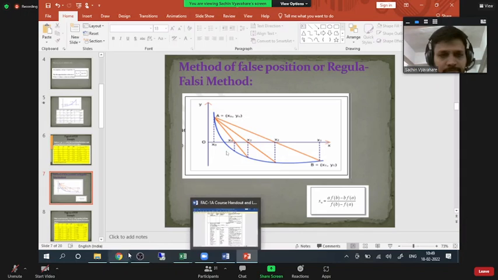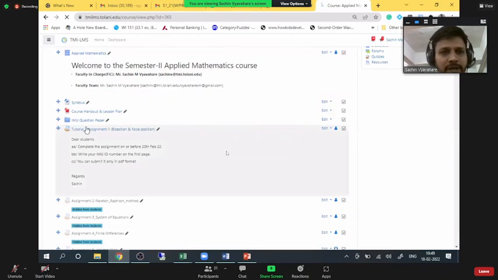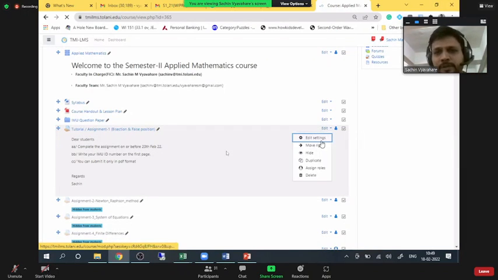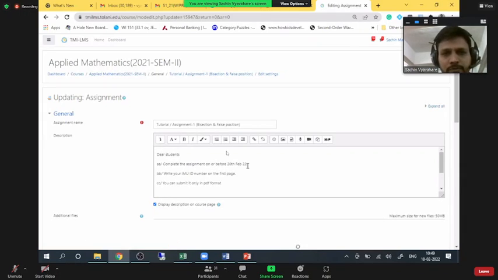Just I will show you here. So tomorrow, what you can do: one tutorial I already gave on bisection and false position. At least keep ready. You solve the examples of bisection only. I will extend the date of submission because I know it's not possible now to finish, because false position will not be completed. So instead of 20 Feb, I will change it to 23rd Feb.